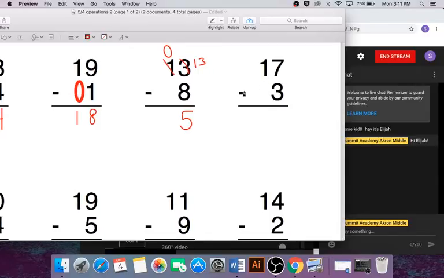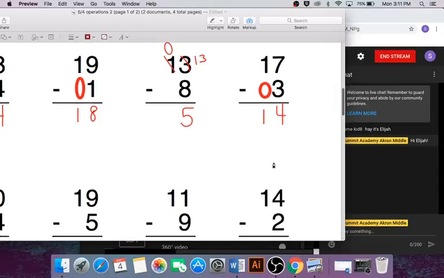Next we have 17 minus 3. We start on the right with 7 minus 3. 7 minus 3 is 4. We have our 0 for a place value holder, and 1 minus 0 is 1. So our answer is 14.